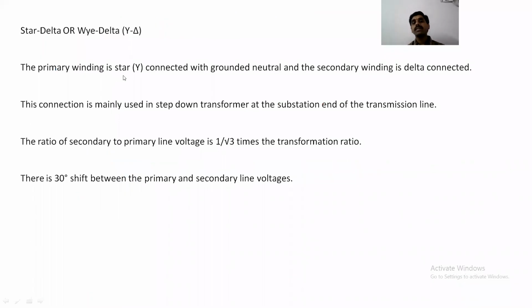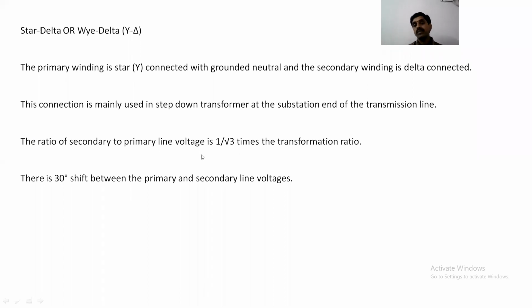The primary winding is star connected with the ground and neutral, and the secondary winding is delta connected. This connection is mainly used for a step-down transformer. Remember, star-delta is used for step down, whereas delta-star is for step up. On the generation side, we use a delta-star transformer because we want step up. On the distribution side, we use star-delta to step down. So this is mainly used at the substation end of the transmission line because we need step down.